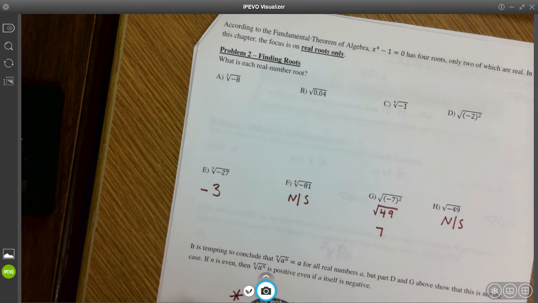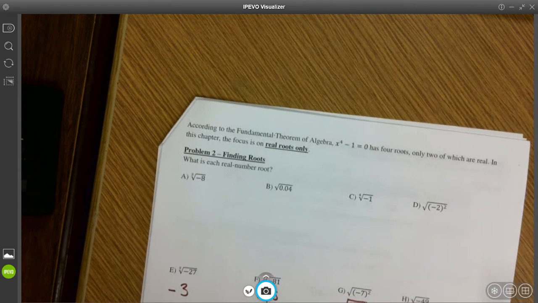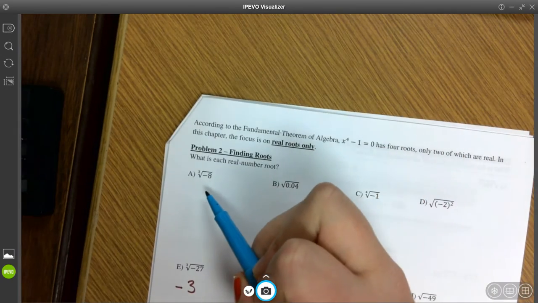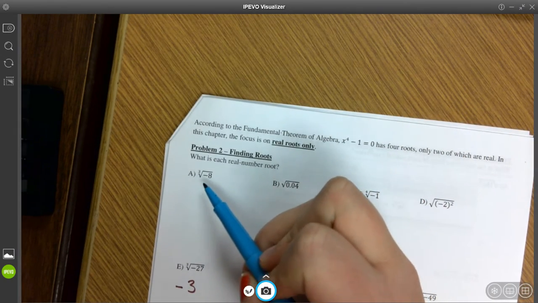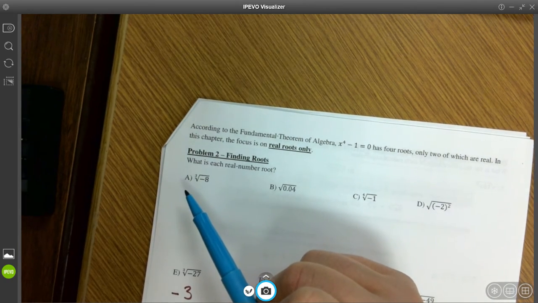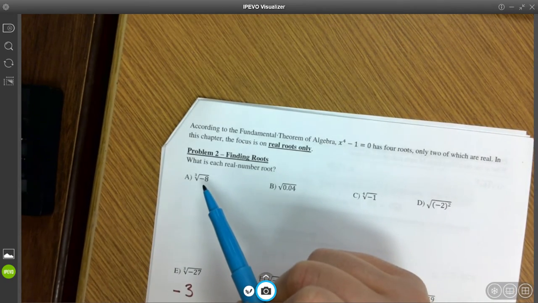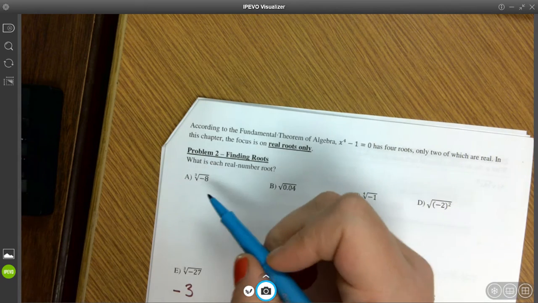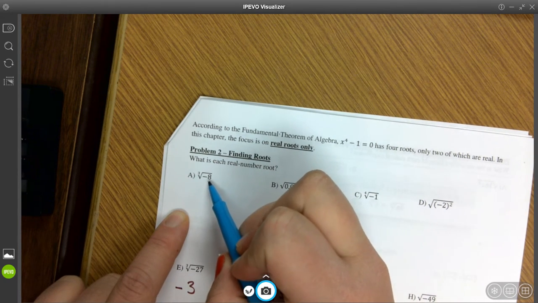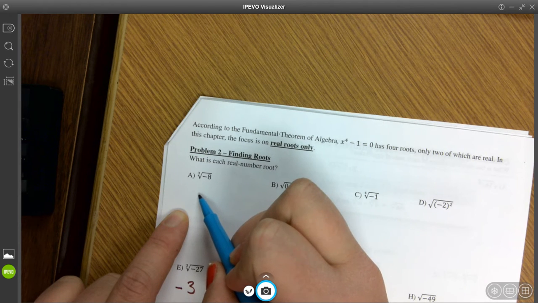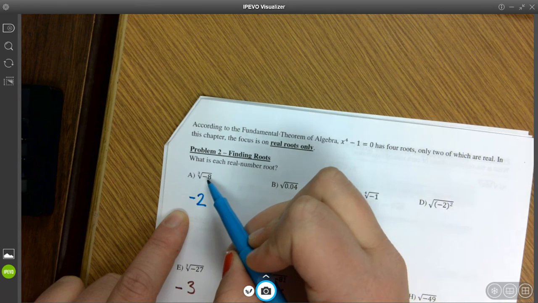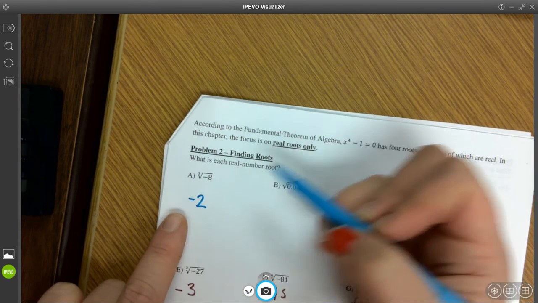So now, finding the roots, and we only want real roots here. Looking at this first, I first have to think, okay, can this happen? If your index is odd, then you can have negative numbers here. Again, you can do this in your calculator, but I also know that 8 is a power of 2, so that's going to give me a -2. If I start negative, I should end negative.